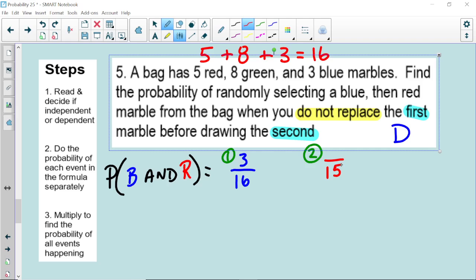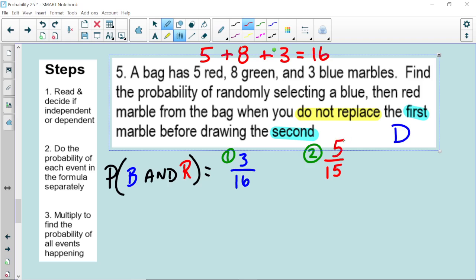How many red ones are left? How many red ones are there? If TJ took a blue on the first one and kept the blue, then there's still 5 red. TJ didn't take a red marble. So there's still the 5 red in there for the second event.